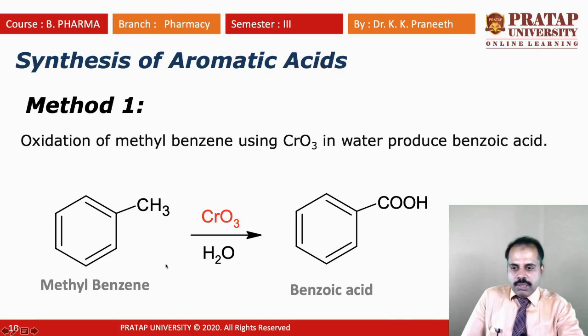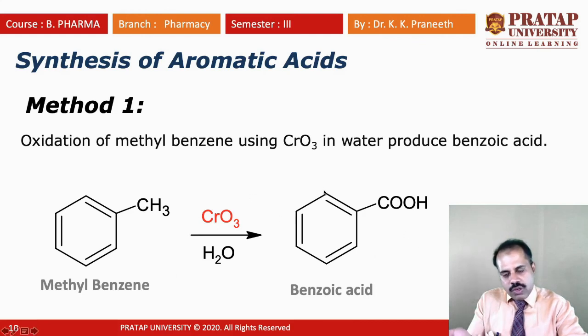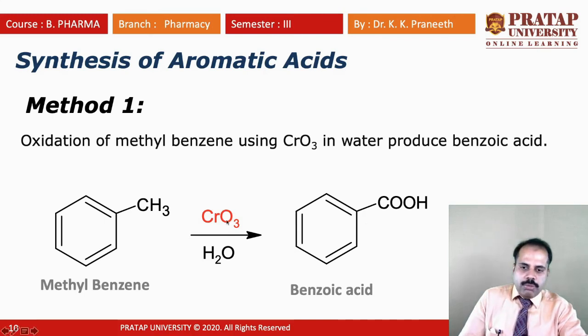So if you take the methyl benzene, oxidation means addition of oxygen, right? So you can easily find out, and you can also say it is a removal of hydrogen. You can see here there are 3 hydrogen atoms, here it is only 1, so 2 hydrogens are gone, minus 2 hydrogen. But at the same time, the oxygen count is increased, plus 2 oxygen. So it is an oxidation reaction because addition of oxygen and removal of hydrogen both are happening here. So you get benzoic acid. This is the first method, by oxidation reaction with chromium trioxide in water.